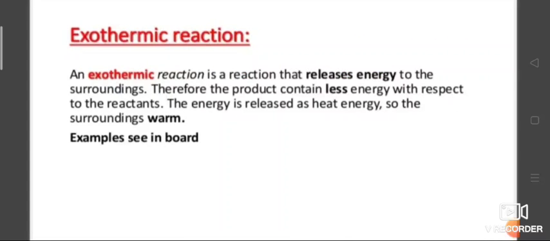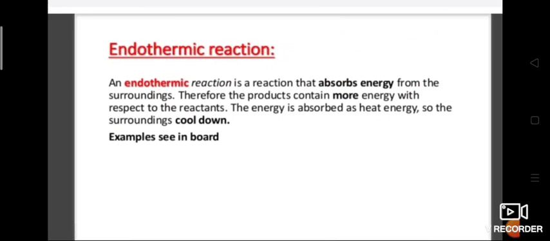So in exothermic, it releases energy. Therefore, the products contain less energy with respect to the reactants. The energy is released as heat, so the surroundings warm. Endothermic reactions absorb energy, therefore the products contain more energy with respect to the reactants. The energy is absorbed as heat energy, so the surroundings cool down.